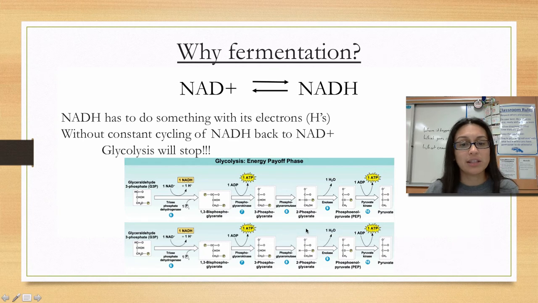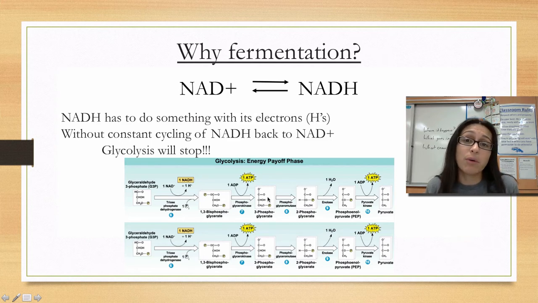So if you look at the energy payoff phase of glycolysis here, at this step right here, this is when you make your NADH. This is when you add your hydrogen onto the NAD+. So eventually, if you didn't recycle it back, if you didn't tear off those hydrogens later on and send it back to glycolysis, you would eventually run out of NAD+. So you'd use up all the NAD+, and that would be really bad. This whole process would stop. You wouldn't be able to make any ATP at all. So really, really bad thing to happen.